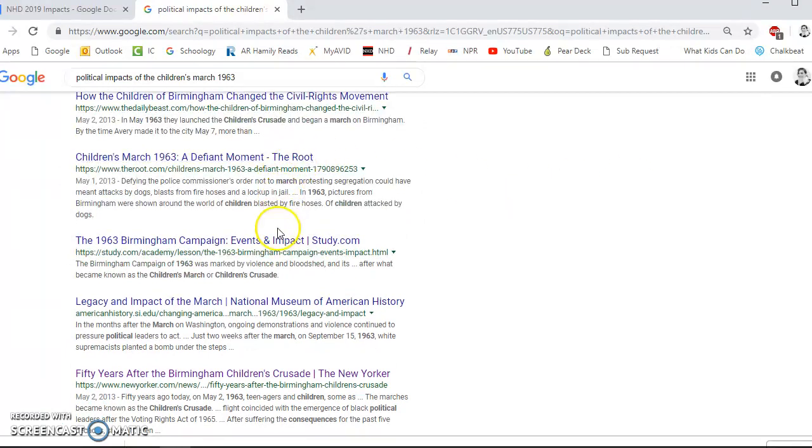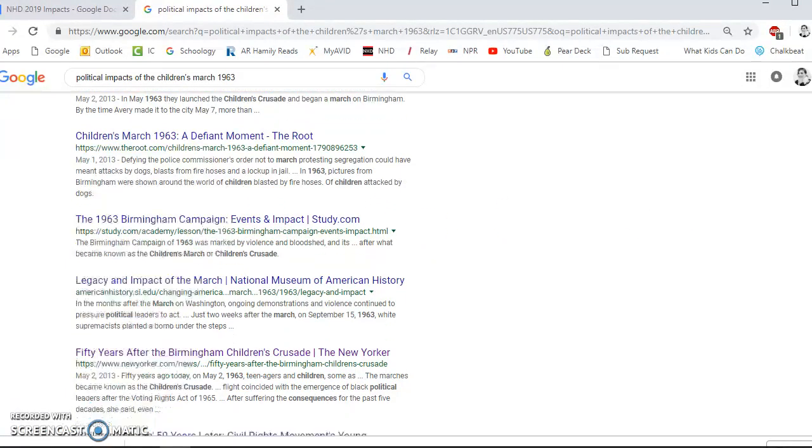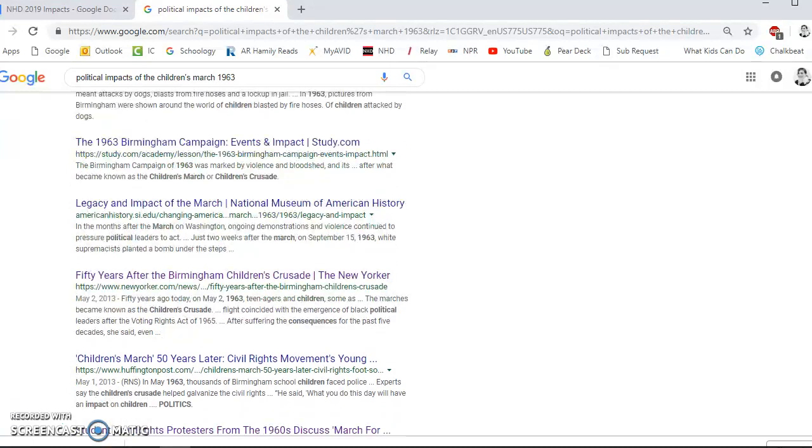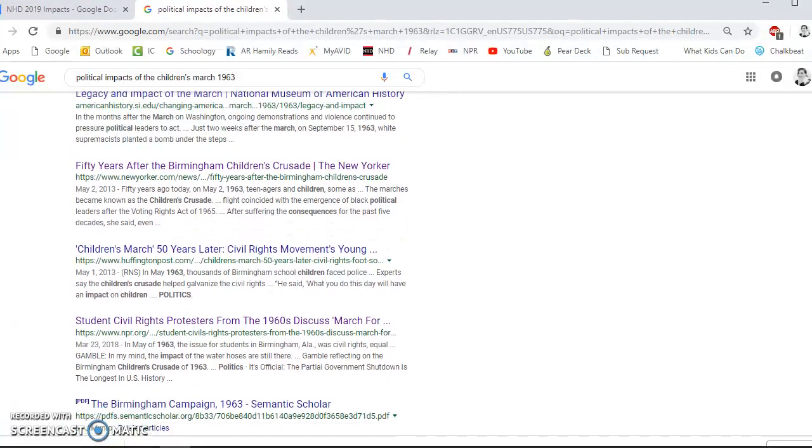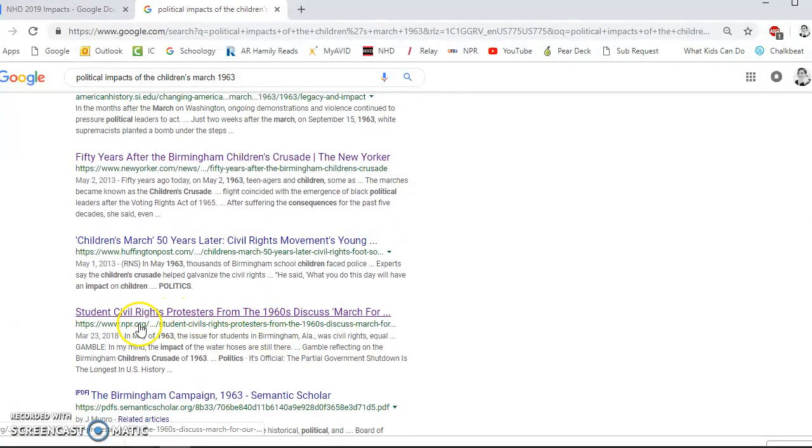Seeing some good options here. Study.com has definitely helped me study before, but I know it's not reliable when I'm doing my research. Some news sites. Ooh, this one catches my eye here. It's a .org, which I know is more reliable. And NPR. I've heard of NPR before. It's a pretty well-known news source, so I'm going to click on this link here and see what comes up.